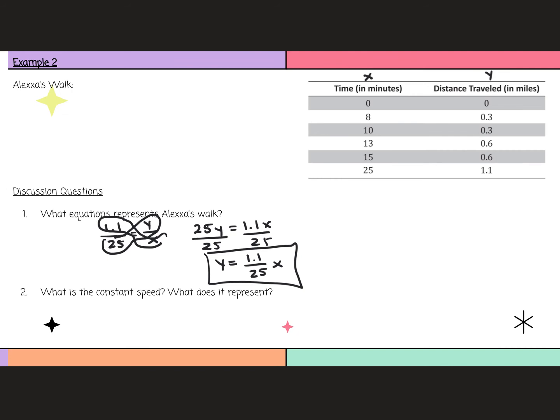All right, so now it says, what is the constant speed? The constant speed, or our rate, is going to be 1.1 over 25. And then what does that represent? It represents Alexa's average speed.